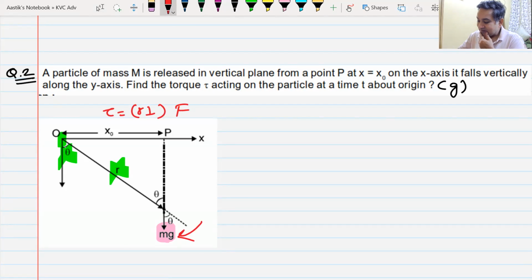Your F is this and your R perpendicular is X naught. So the answer is mg into X naught. We understand this? Yes, sir.